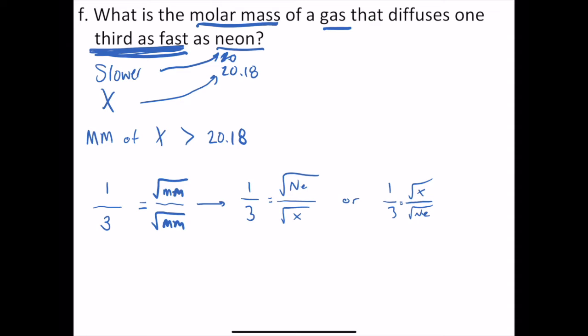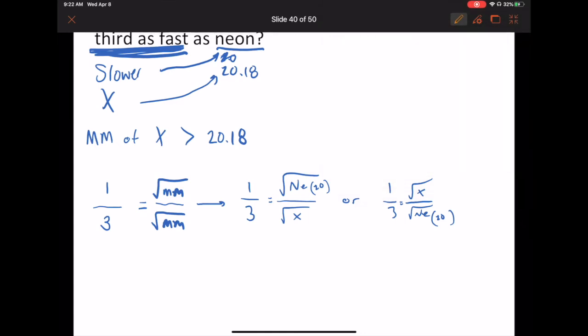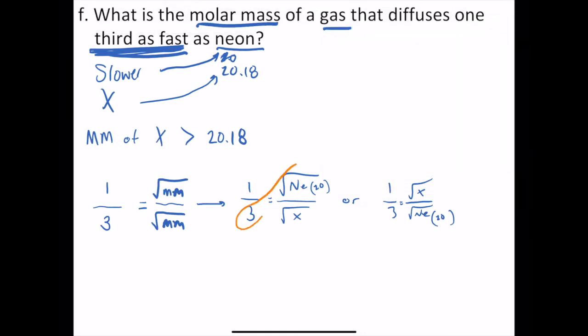So think about it this way. Neon is 20, right? When you solve the first one, you're going to cross multiply these two numbers. So it's going to be 3 times 20, and that's going to equal 1 times the square root of x. So you're going to multiply 3 and 20 together, and then you have to do some square rooting stuff. Okay, so that's just the basics. We just wanted to set it up.